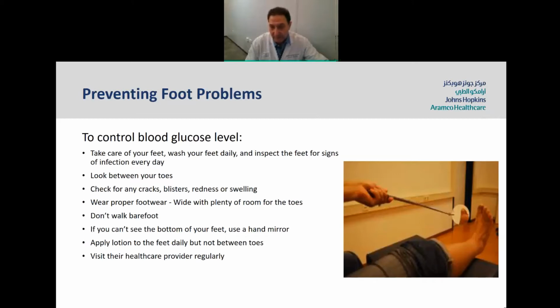Wear proper footwear. Do not wear footwear that is tight or smaller than your foot. Make sure that there's plenty of room for the toes. Definitely do not walk barefoot, even inside the house and even on carpets. If you cannot see the bottom of the foot, use a hand mirror, just like in the picture. Apply lotion to the feet daily, but not between the toes, so you do not develop fungus between the toes. Visit your healthcare provider regularly.